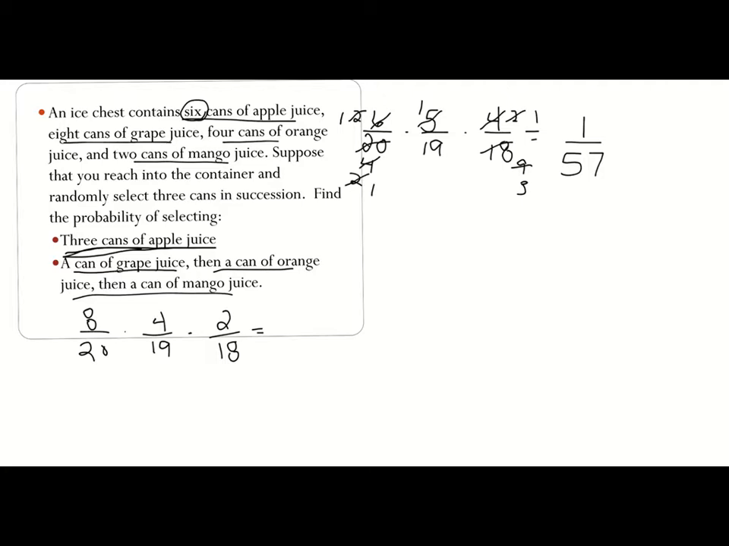And when we simplify this and multiply straight across, let's see here, we can divide 4 and 20 by 4. So that becomes a 1, that becomes a 5. And I can do 2/18, divide by 2, so that's 1/9. And we multiply straight across. 8 times 1 times 1 is 8. And 5 times 19 times 9 will give us 855. So 8 out of 855.